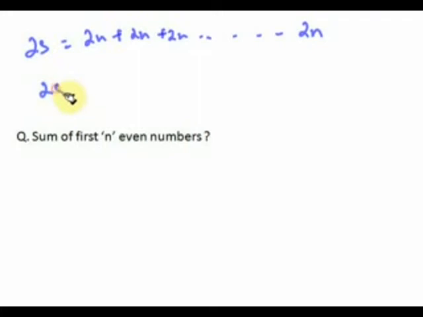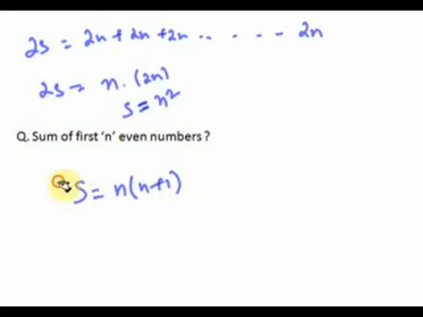right? 2S is equal to, how many terms are these? n terms, n into 2n. So we get the sum of first n odd numbers. Sum of first n odd numbers is n square. Similarly, the sum of first n even numbers, that is equal to S is equal to n into n plus 1. We can find the formula in the same way.